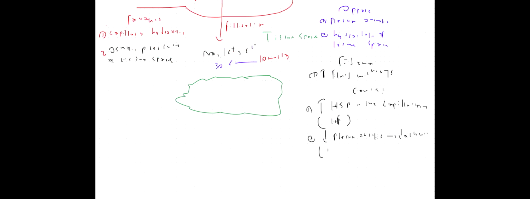The other cause could be when I have decreased plasma oncotic pressure. Decreased plasma oncotic pressure will be seen when you have decreased albumin in the body. Can anybody tell me? Nephrotic syndrome. Very good. What else? Liver failure. Excellent. Liver failure, where you don't produce the albumin. So it will lead to what? Pitting edema, is it?